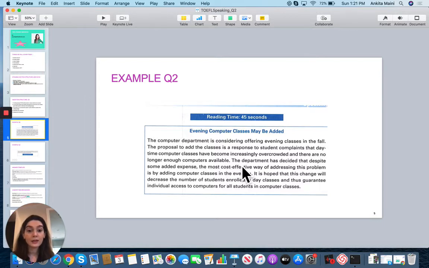And then it says, the department has decided that despite some added expense, the most cost-effective way of addressing this problem is by adding computer classes in the evening. So this is good information, that they understand that this is going to add some additional expense, but they think that this is the most cost-effective method of solving this issue.